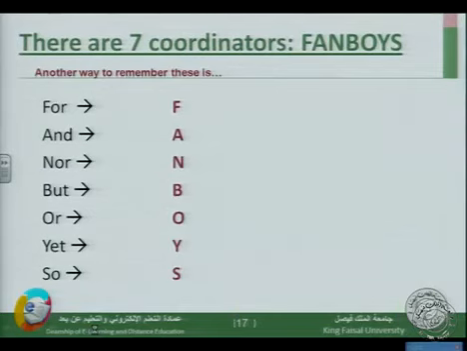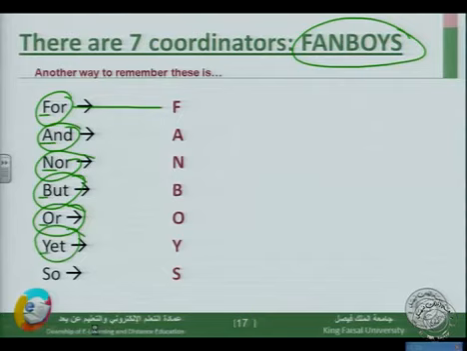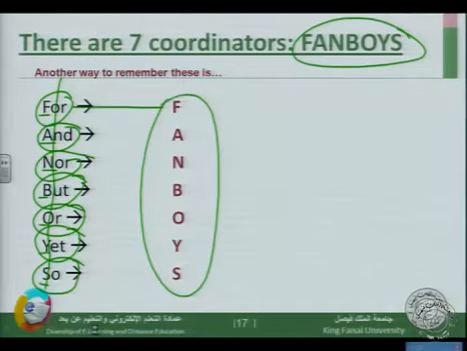So if you want to remember the seven coordinators, just try to say FANBOYS. For starts with F, and starts with A, nor starts with N, but starts with B, or starts with O, yet starts with Y, and so starts with S. So if you take the first letter of each coordinator, you will say this word, FANBOYS.